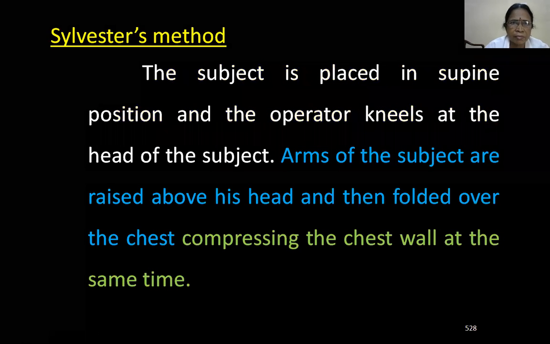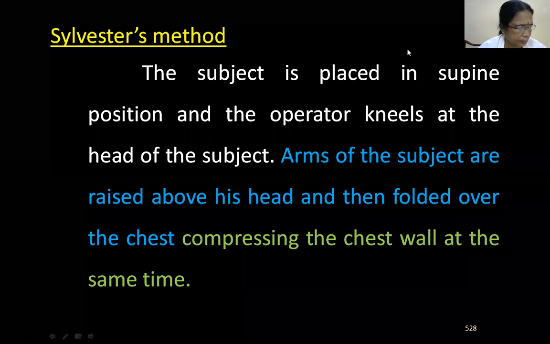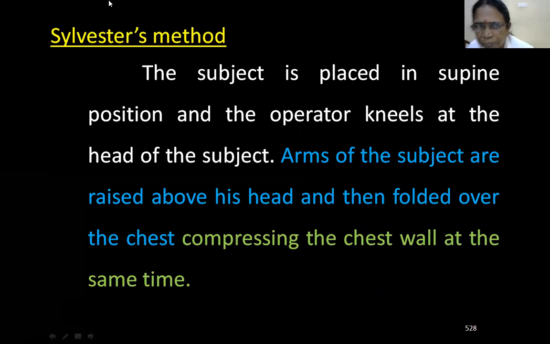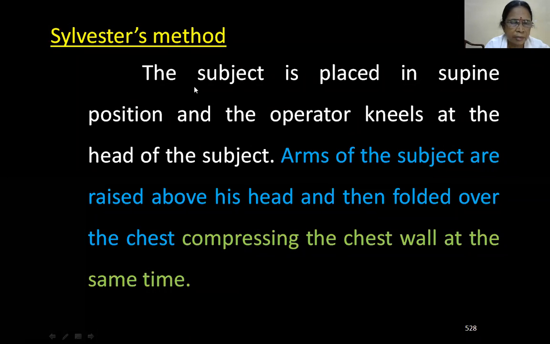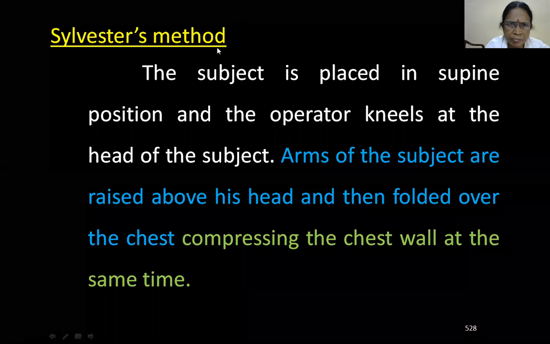Then we go in for Sylvester's method. The subject is placed in a supine position, again like mouth-to-mouth breathing. In Schafer's method and Jensen's method, we placed the patient in a prone position. In Sylvester's method, like mouth-to-mouth breathing, we place the patient in a supine, that is head-up, position.